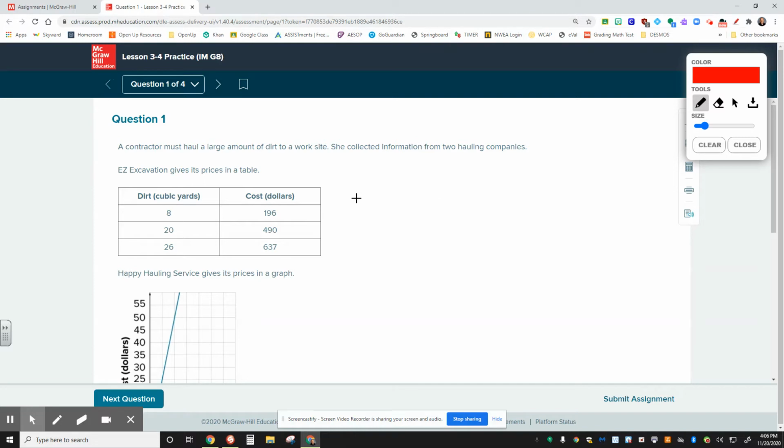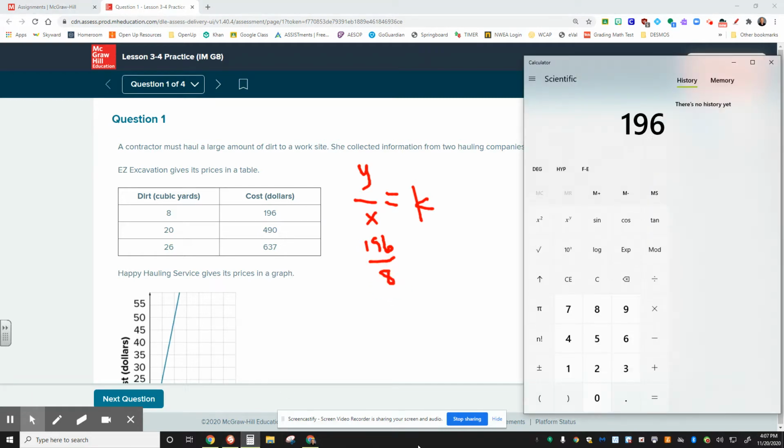Well, again, knowing that these are proportional relations, we know that y divided by x will equal k. So what do we want to do to figure that out? We want to take any one of these ordered pairs and recognize what those values would be. So 196 divided by 8. Let's go ahead and go to our fancy calculator here. Equals 24.50. Just to double check on these other ones, 490 divided by 20, 24.50. 637 divided by 26, 24.50. So we know that Easy Excavating's rate that they charge is $24.50 per cubic yard of dirt.